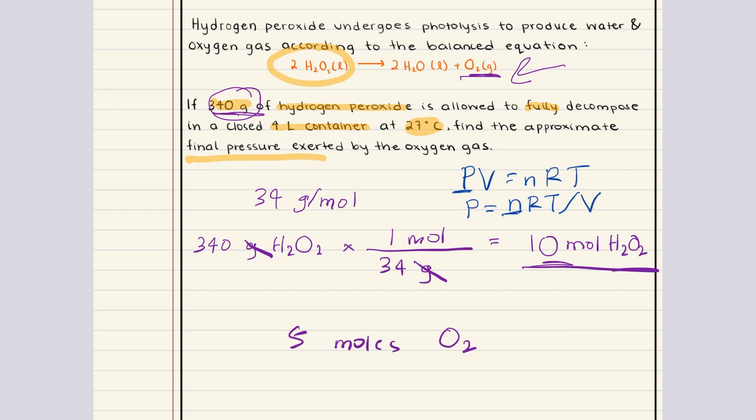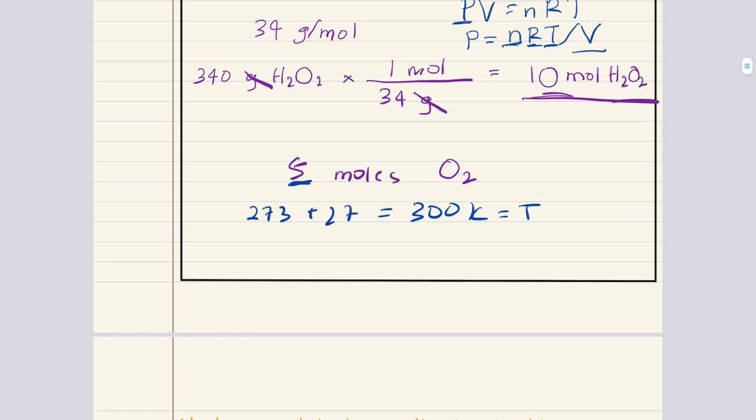We know the number of moles of oxygen gas that's produced, n is equal to 5. R is our gas constant. T is temperature. Now here we're given the temperature as 27 degrees Celsius. We want to convert that to Kelvin. You always want to have your temperature in units of Kelvin. So to do that, we simply add 273 to 27, and that gets us 300 Kelvin. So this is our temperature. For volume, it's going to be 4 liters.